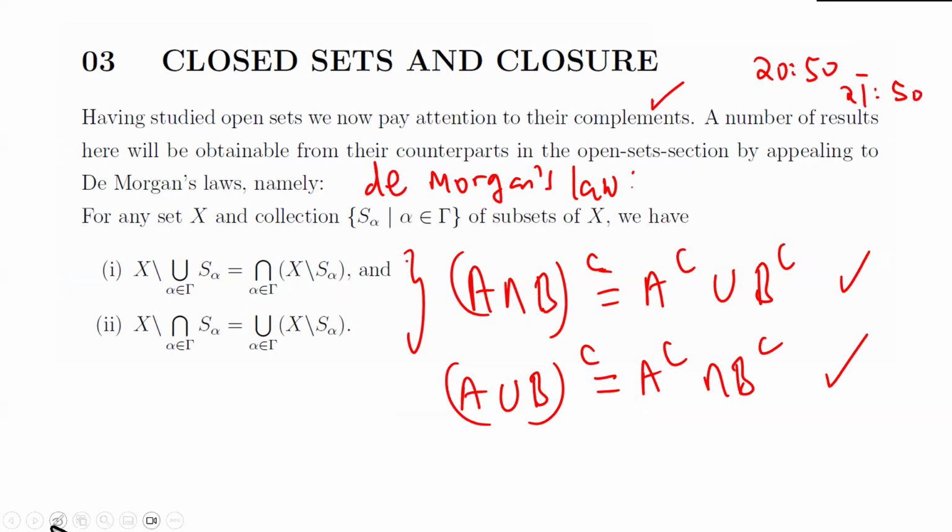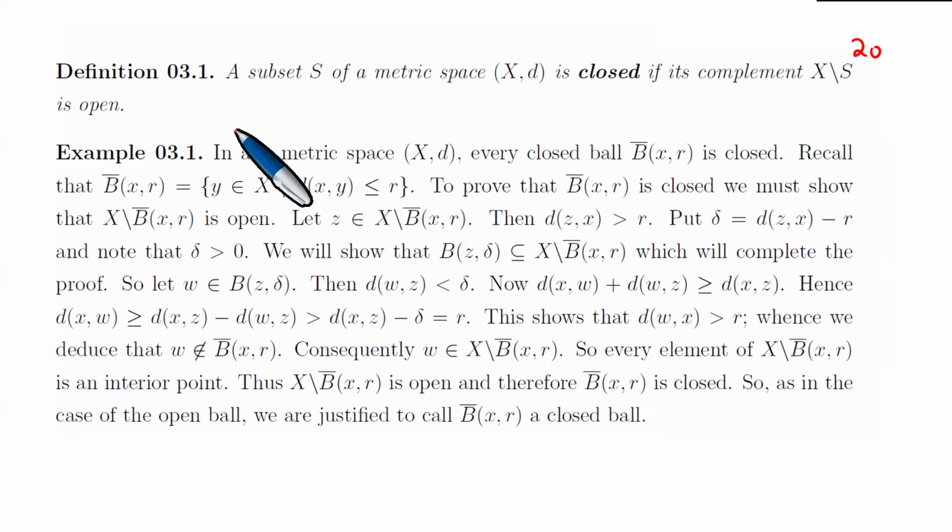2150, thereabout. Now, definition 03.1: a subset S of a metric space (X, d) is closed if its complement X minus S is open. This is very important. It gives a characterization of what you call a closed subset S of a metric space, but it's defined in terms of the open set. So in other words, what is a closed set? A subset S of a metric space (X, d) is closed if its complement X minus S is open. If that is the case, then we're dealing with a closed set.